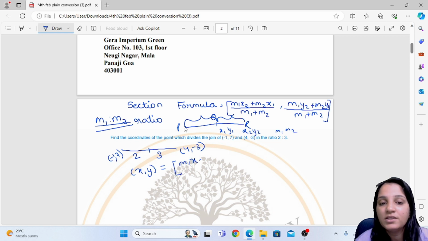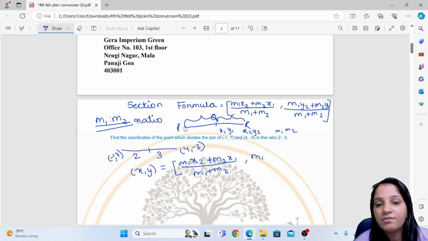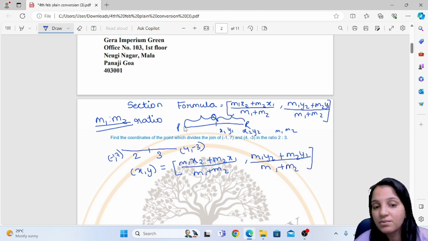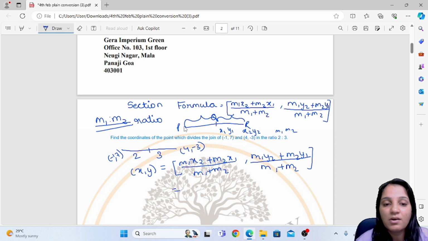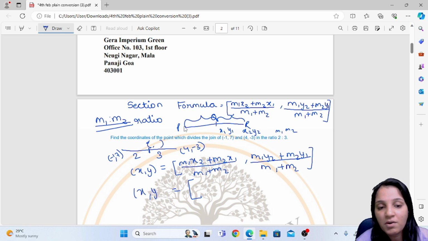Always write the formula, as it carries half a mark: x, y equals (m1x2 + m2x1)/(m1 + m2), comma (m1y2 + m2y1)/(m1 + m2). Now we have to find the point right here. What is this point we have to find? So this we will write as x comma y only.